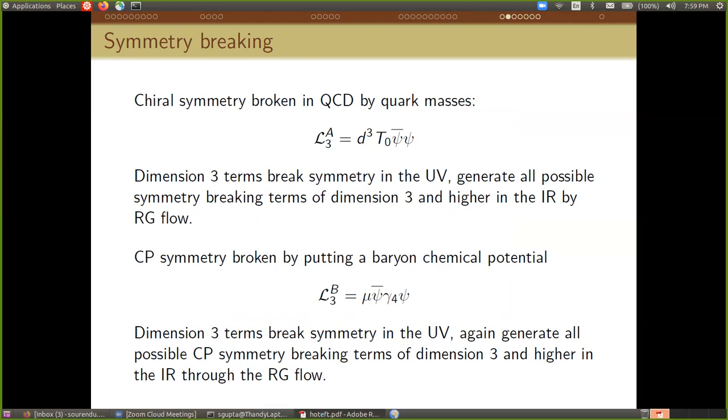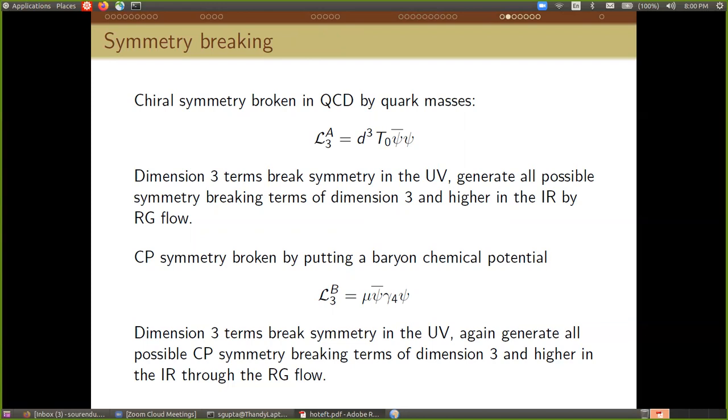So the next thing I'll ask is what happens if I break certain symmetries? I have told you before that chiral symmetry is broken once you put in quark masses. But now you remember that the quark mass is put in the UV complete theory, that is QCD. And when you break a symmetry by a low dimensional term in the UV, then when you cascade down to the IR, it generates terms of higher and higher dimensions. So the axial symmetry breaking, the chiral symmetry breaking due to mass in QCD, we have not used it really to generate other terms in the effective Lagrangian. And you realize we must do that.